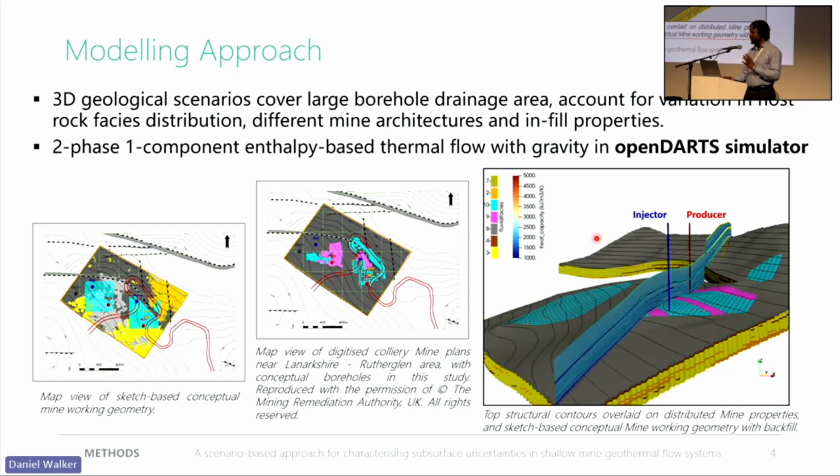Today, I'll be focusing more on a simpler case study, which is a conceptual mine working geometry with backfill material modeled in pink here. And then I have a producer, which is abstracting mine water at ambient temperature and re-injecting the thermally spent cold water back into the mine in an open loop configuration. And all the simulations that I've carried out today, I've carried out using an open source numerical simulator developed at TU Delft called OpenDART.